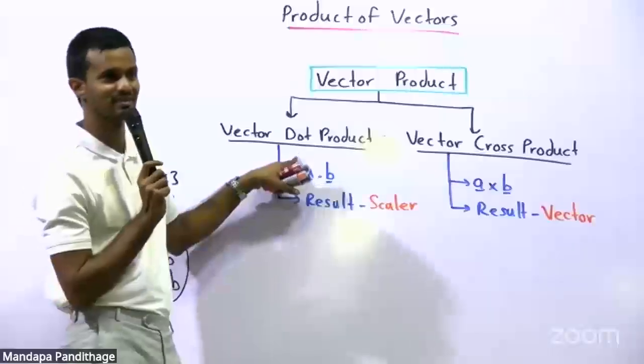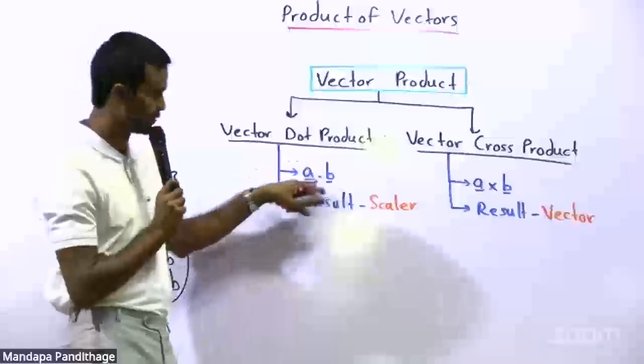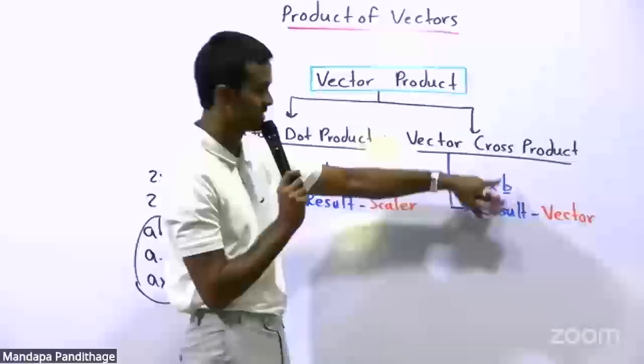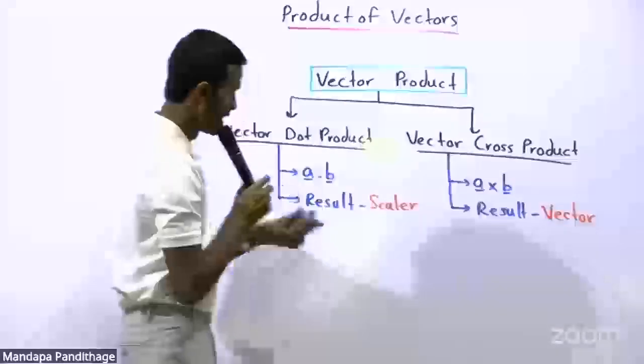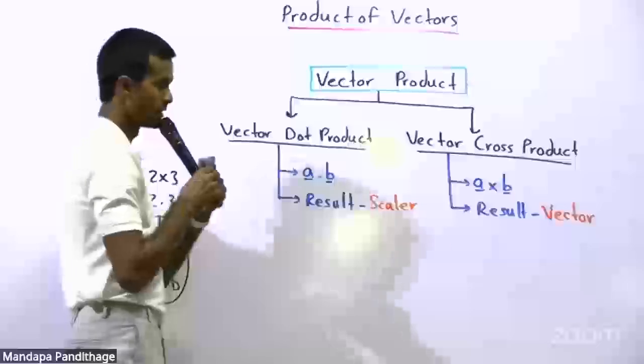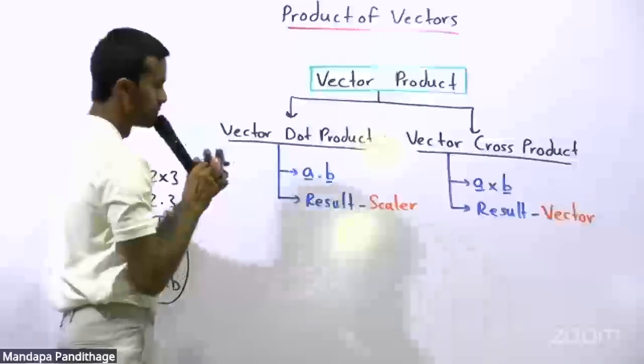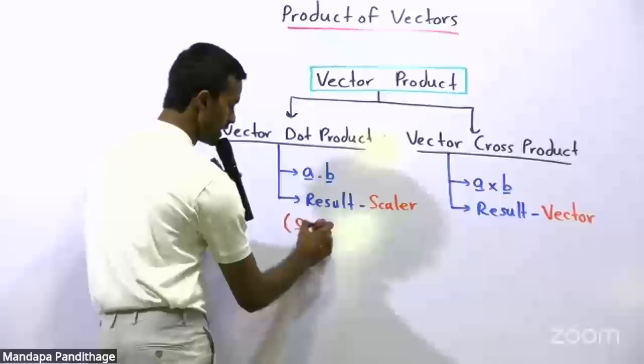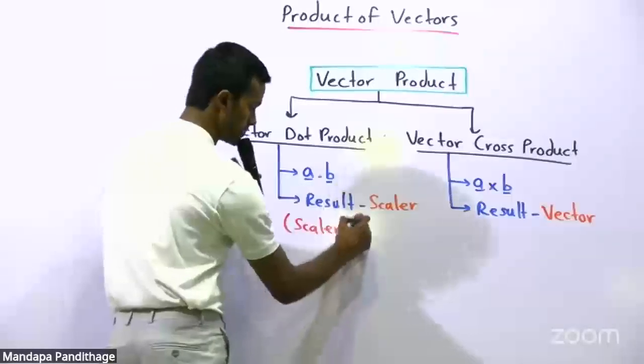Why do we call this the vector dot product? Because we denote it by a dot. Why do we call this the vector cross product? Because it is denoted by a cross. And the result is a scalar. Because the result is a scalar, this dot product is even considered as the scalar product of two vectors.